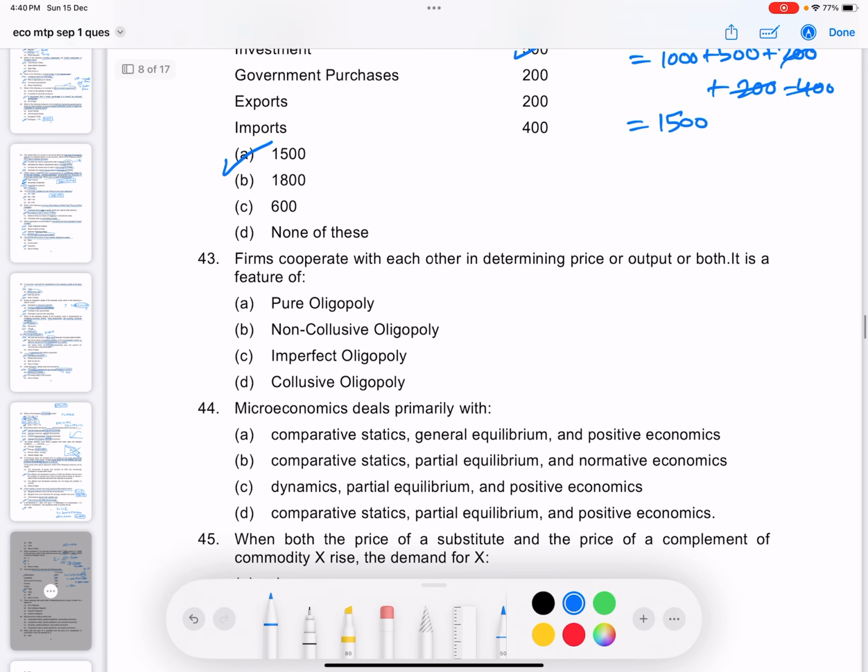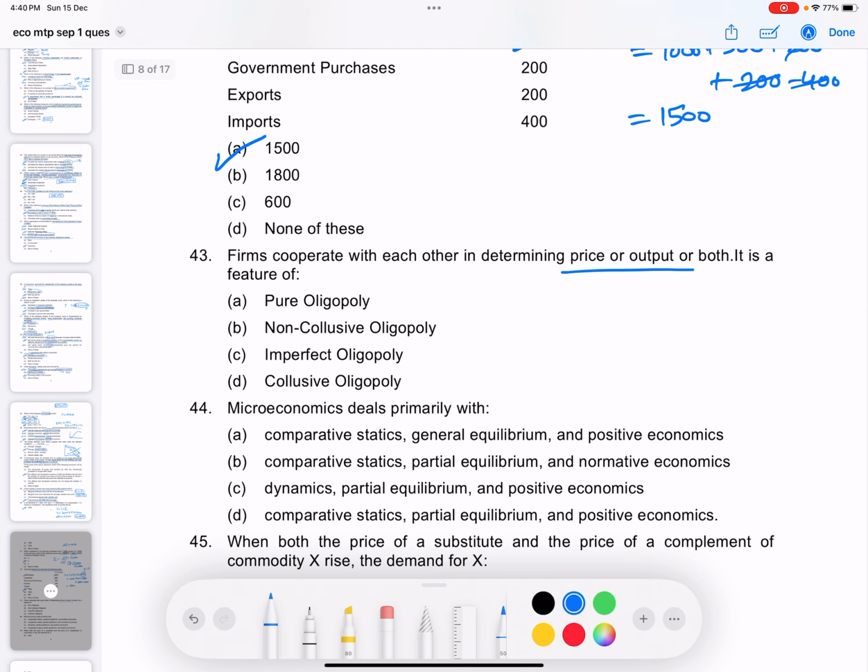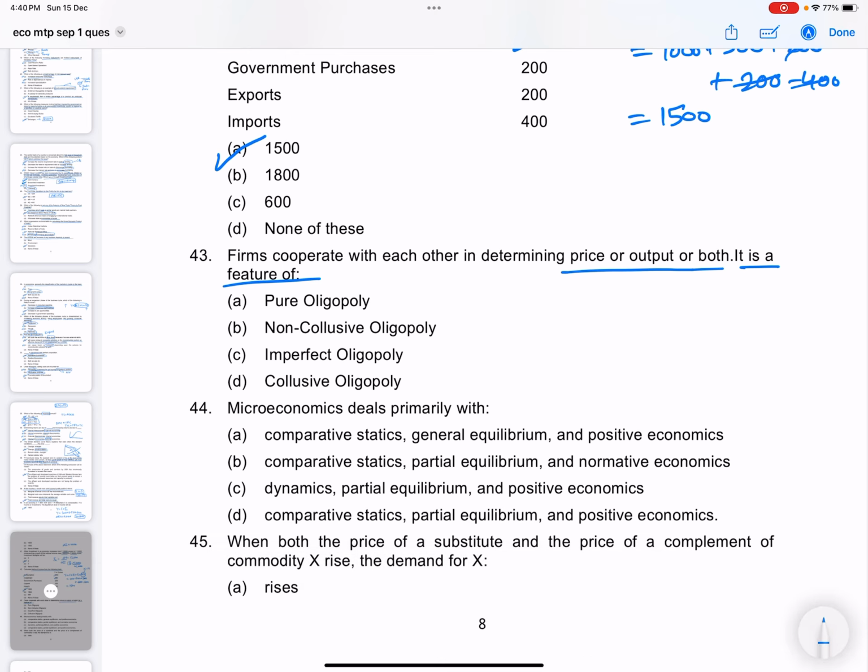Firms cooperate with each other in determining price or output or both. It is a feature of. Now if they are collaborating with each other, cooperating, so non-collusive का तो सेंस नहीं बनता, collusive ही हुआ ना, क्योंकि साथ में collude कर रहे हैं वो.